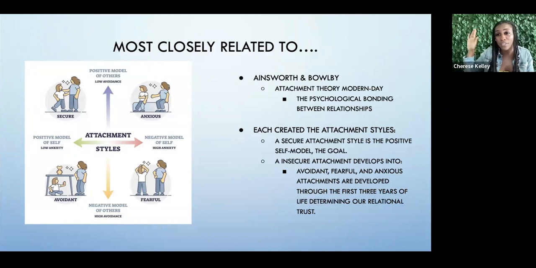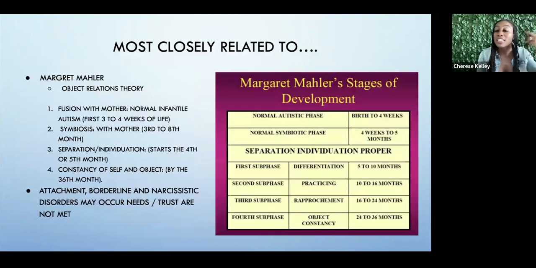Be honest with yourself. That's the best way of self-awareness as a counselor. Be honest. So if I'm insecure, I'm falling into one of those avoidant, fear, or anxious attachment styles. And that is Ainsworth and Bowlby, attachment theory. And just to go back, Margaret Mahler, same concept, object relations, 36 months, I'm a narcissist, a borderline, or I've got an attachment style issue.